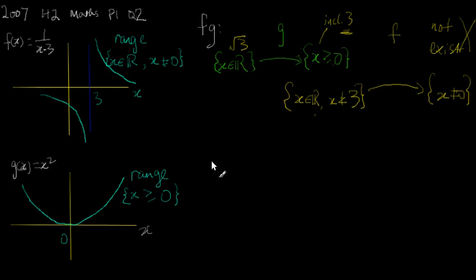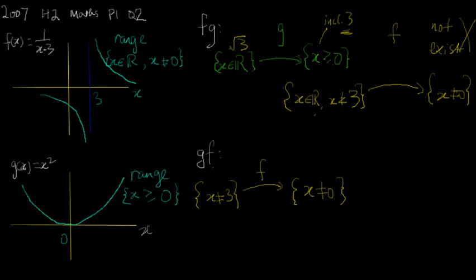So let's try the other way around. Try GF and see what happens. This time, we'll do the mapping with f first. The mapping with f starts with the domain where x can be any value except 3, so x cannot be 3. And it maps onto the range, which is any value except 0. So x cannot be 0, but it can be any other real value.